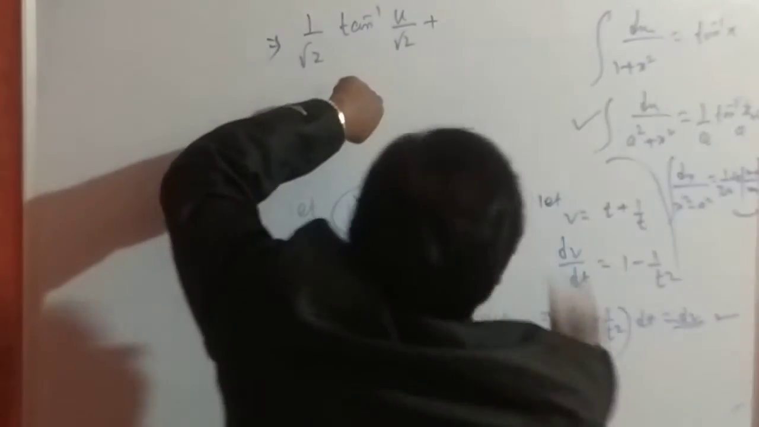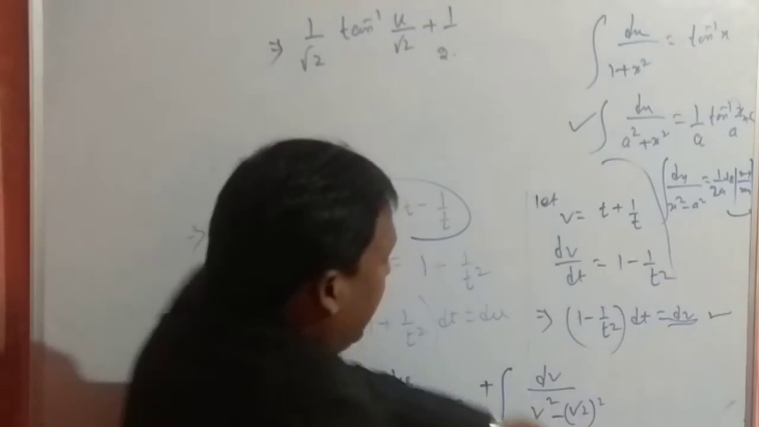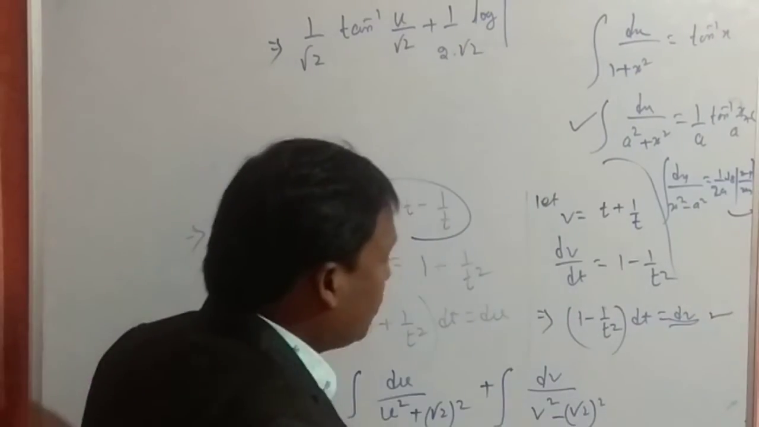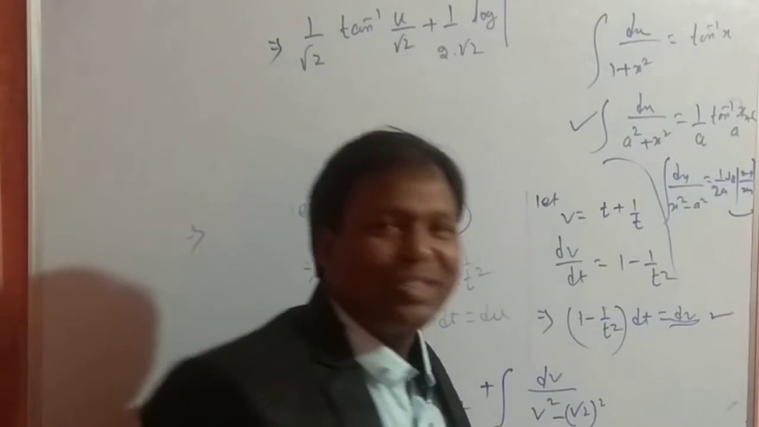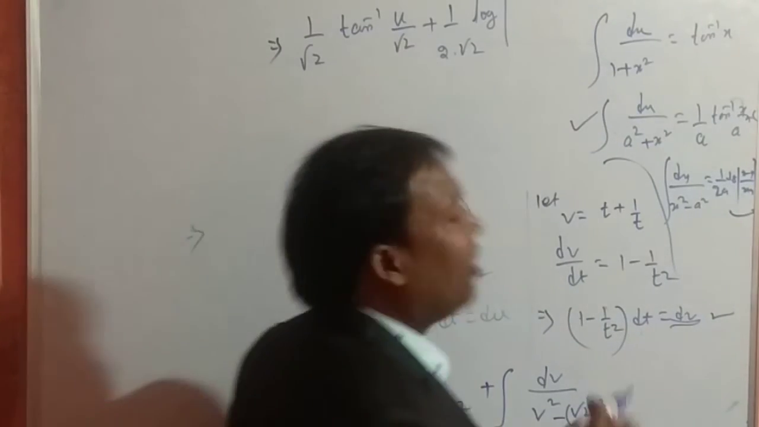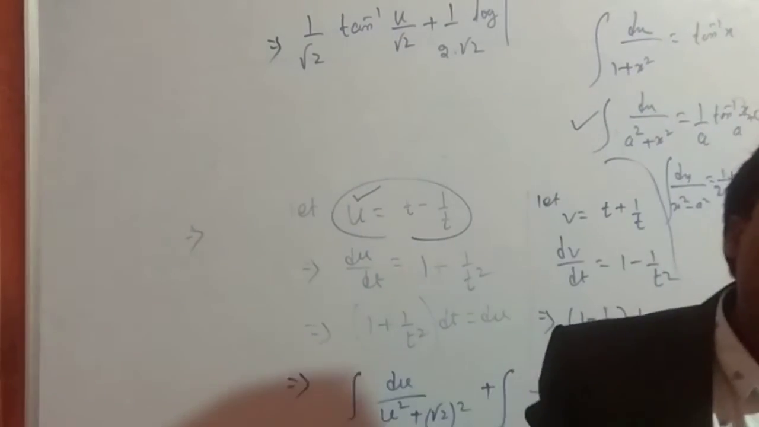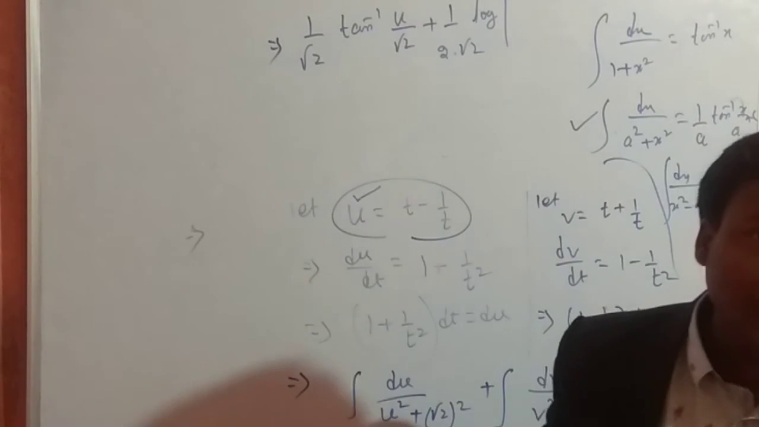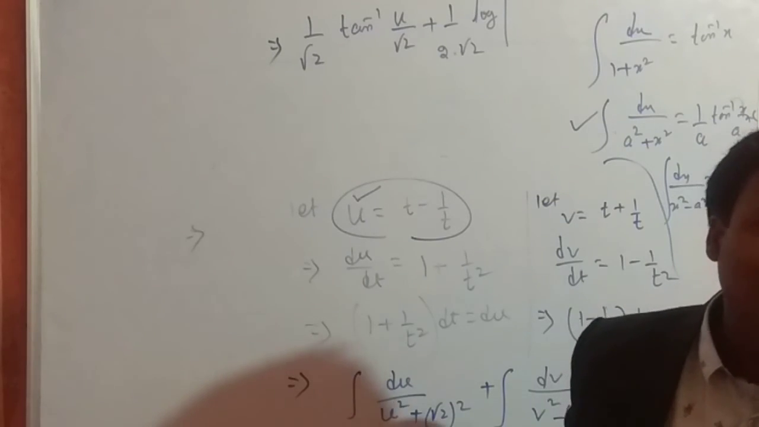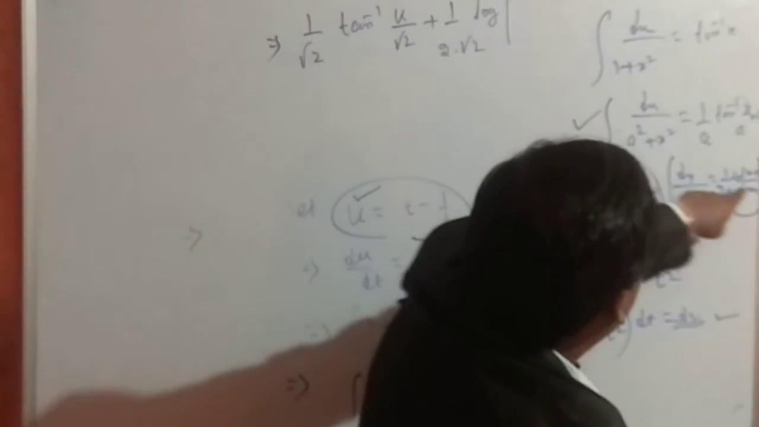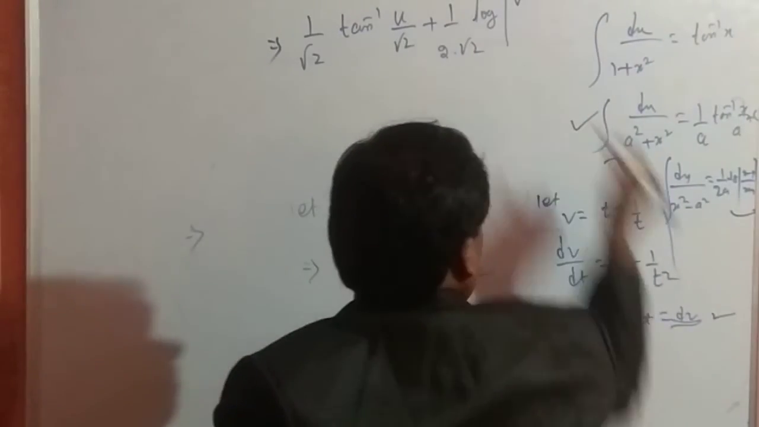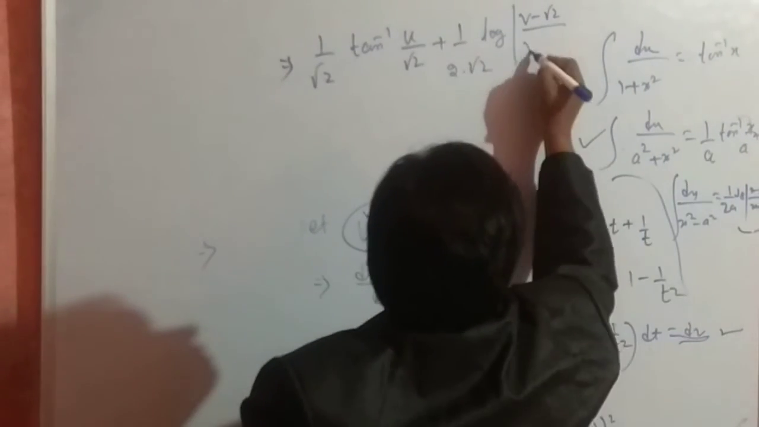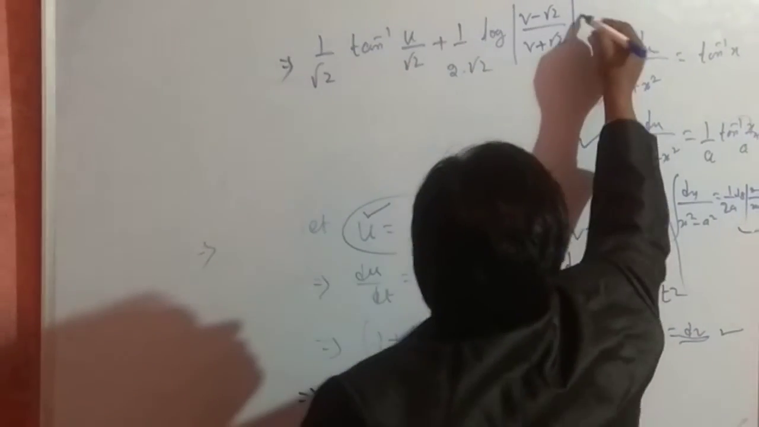The 1 by 2a, 1 by 2 into a means root 2, log mod, modulus function, because why is it modulus? Log function, we know everybody, log x, the domain of the log function is always R plus, positive real numbers. That means the log function must be positive. That's why we are writing modulus. The log of x minus a, that means v minus a, for root 2, x minus a by x plus a, that means v plus root 2. Integral has been removed, then we write plus c.